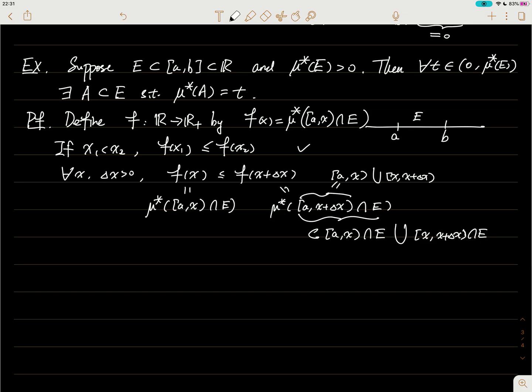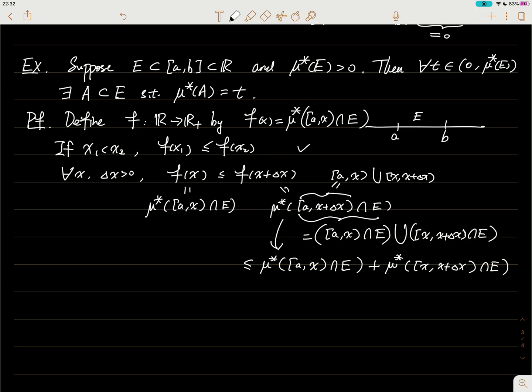Right? So I use the distribution law. I know that this set is just equal to this set union with this set. Because of that, I know this mu star here, the outer measure here, is less than or equal to the mu star of the first set plus the mu star of the second set. All right, and this is because of the sub-additivity.